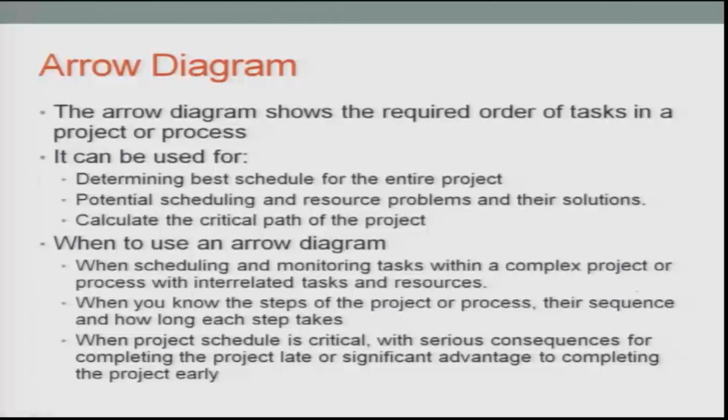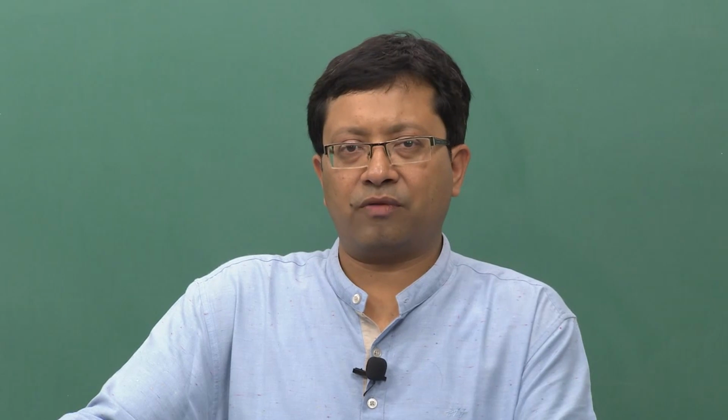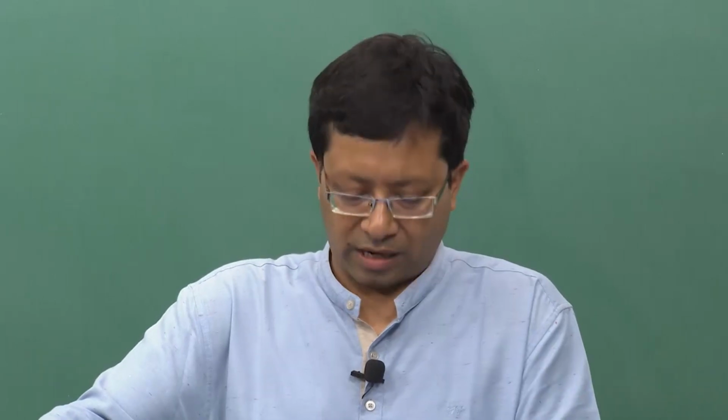When to use the arrow diagram? When scheduling and monitoring tasks within a complex project or process with interrelated tasks and resources. So, what are the relationships between the precedence and the work which is going to come up later, whether the number of days of work or number of days of cushion are required between 2 different jobs, whether they are interlooping, all these things need to be analyzed.